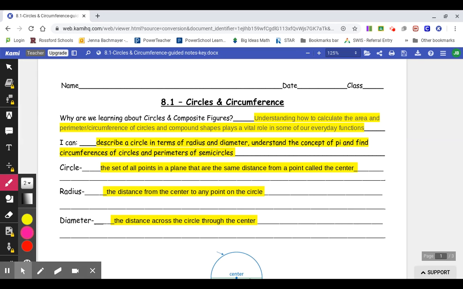Our I can statement: I can describe a circle in terms of radius and diameter, understand the concept of pi, and find circumferences of circles and perimeters of semicircles.